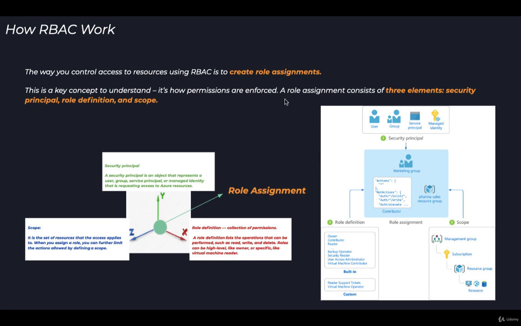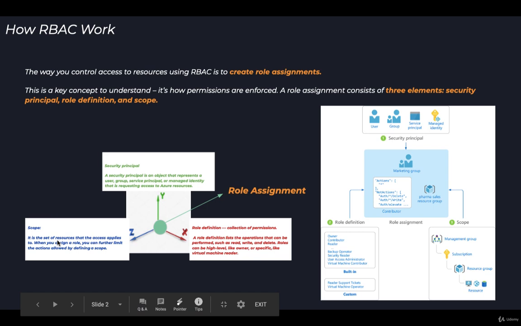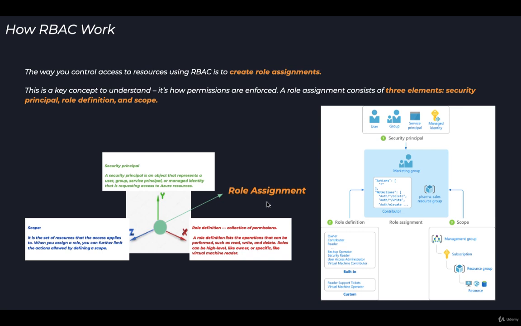And what is a role assignment? A role assignment consists of three elements. The first one is the security principle, the entities or objects which we have. It could be a user, group, service principle or a managed identity. Then we discussed the role definition, and the third concept we discussed was the scope. We'll discuss with the help of the diagram on the right, since we have already discussed the concepts in the three pillars, just to get a quick overview of how it actually works.